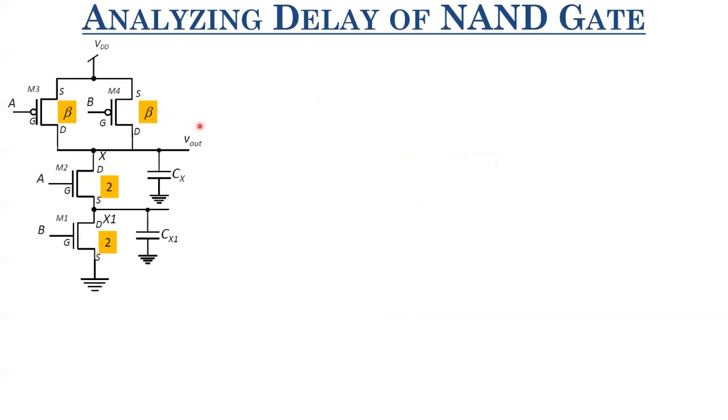See, in the previous case, in the case of the inverter, we already had this Vout, and there we had this capacitor. There would be Cin as well as Cx. But here, in this intermediate node also, we'll have some parasitic capacitance, and that we have represented as Cx1. So let us try to find out these parasitic capacitances, Cx and Cx1.